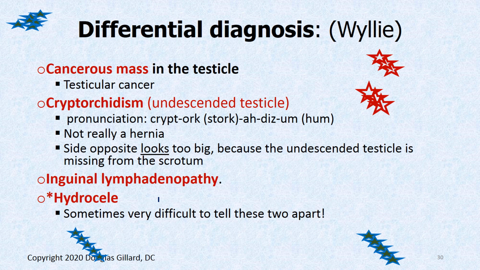And we have cryptorchidism. I always call it cryptorchism, but that's an undescended testicle, and you only have one testicle in your scrotum. Because the opposite side is gone, it makes you look like you have a big bump in your testicle. You don't have a hernia at all, but you have an undescended testicle, which increases the chance of that testicle becoming cancerous. Lymph nodes can do it, inguinal lymphadenopathy.